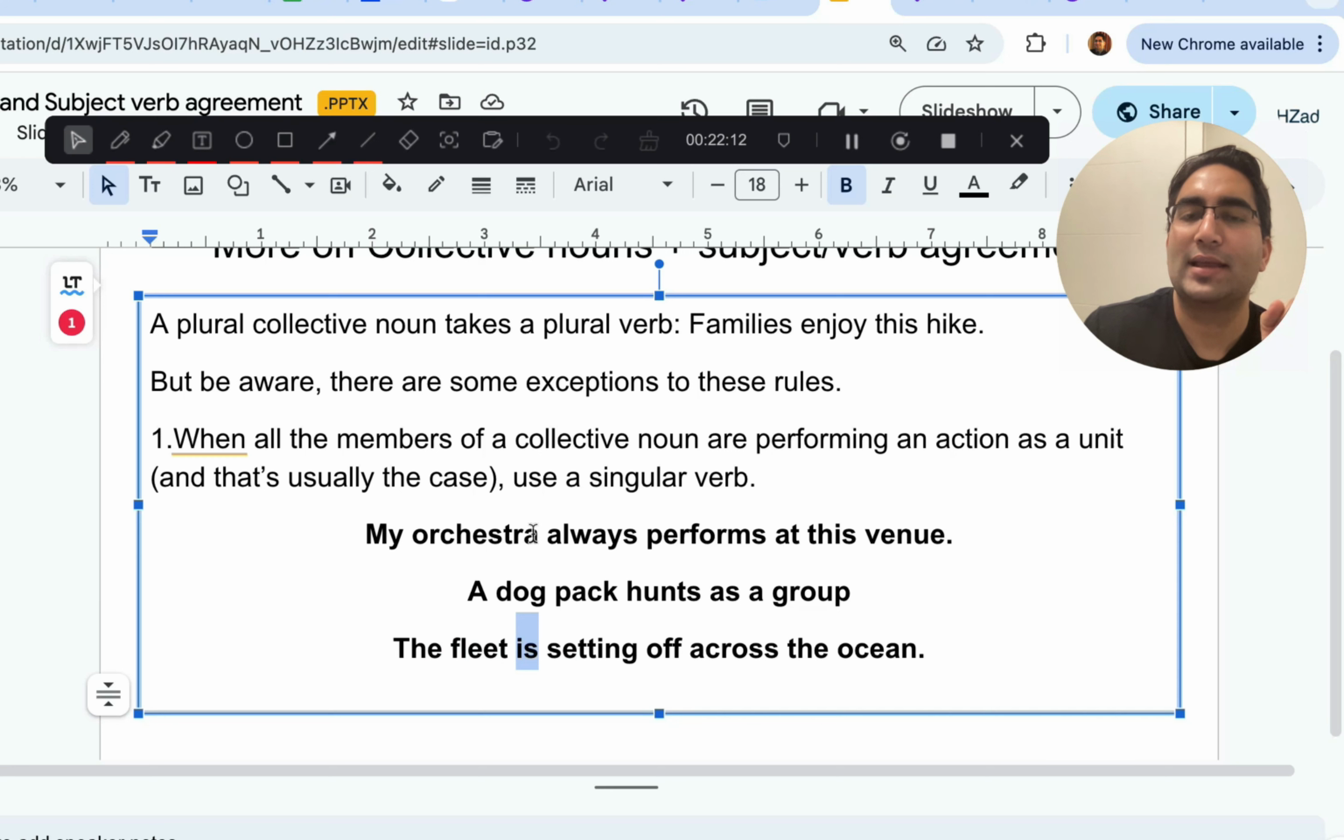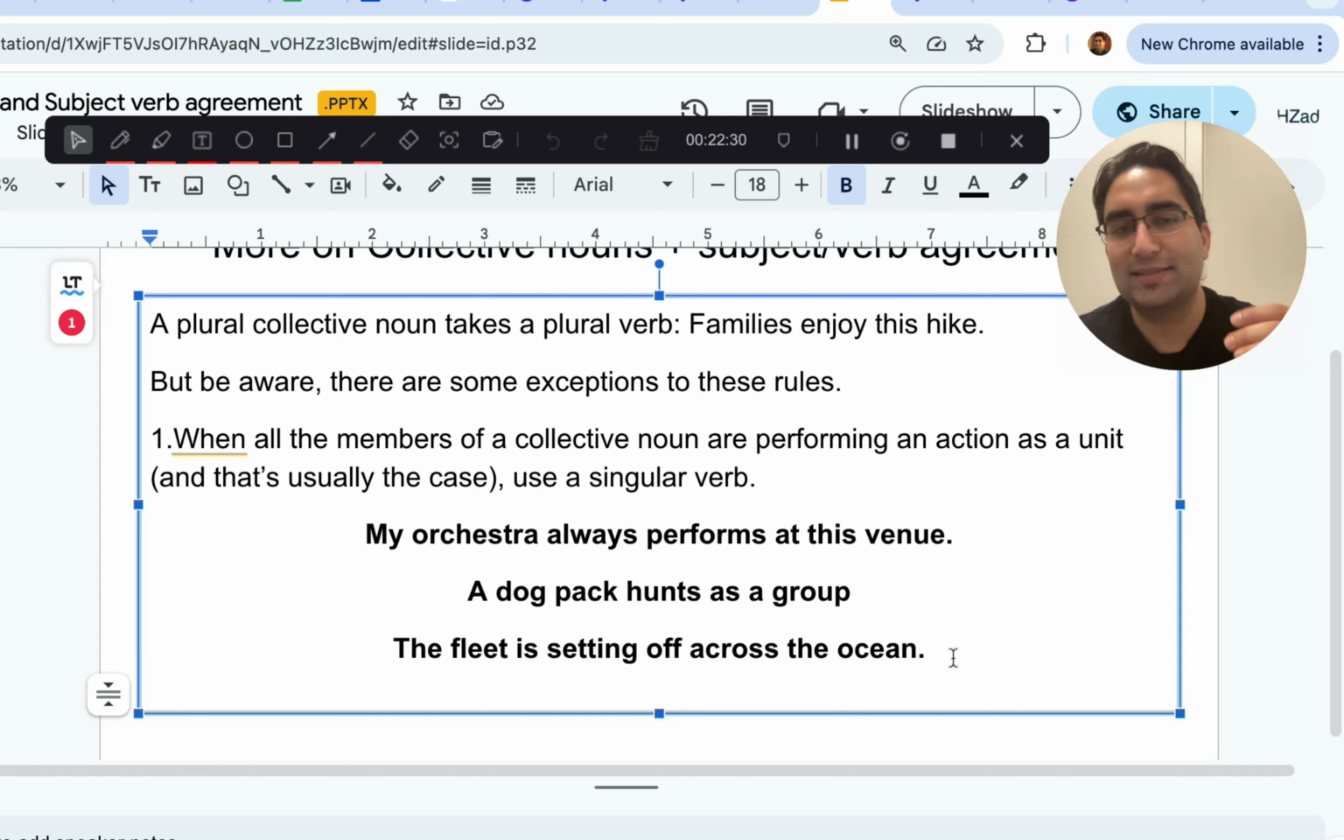But now if you said the orchestras, the dog packs, the fleets, then performs will become perform, hunts will become hunt, and is will become what? Answer that, guys. Is will become are. So it's really confusing. This is the English language.